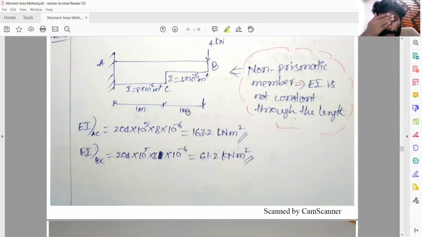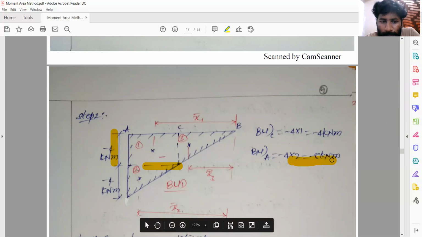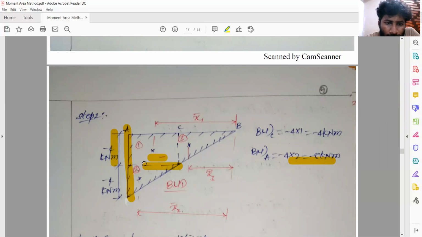For this, we have to write the bending moment diagram. We know that 4 into 1, that is minus 4 kilonewton meter here. That's what you can see, minus 4 is written here. And again 4 into 2 is minus 8 kilonewton meter. So it's a negative bending moment diagram. I have divided this again into 3 parts: area 1, area 2, area 3.